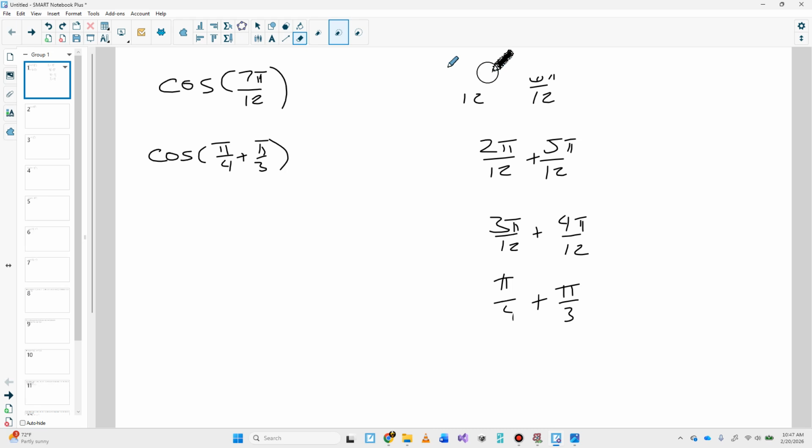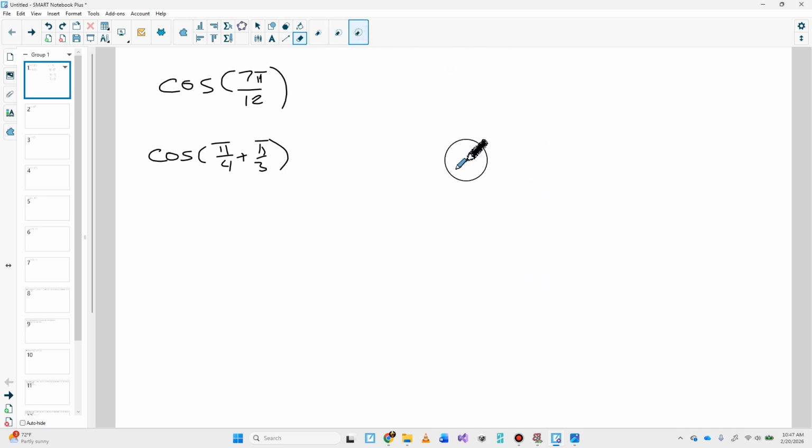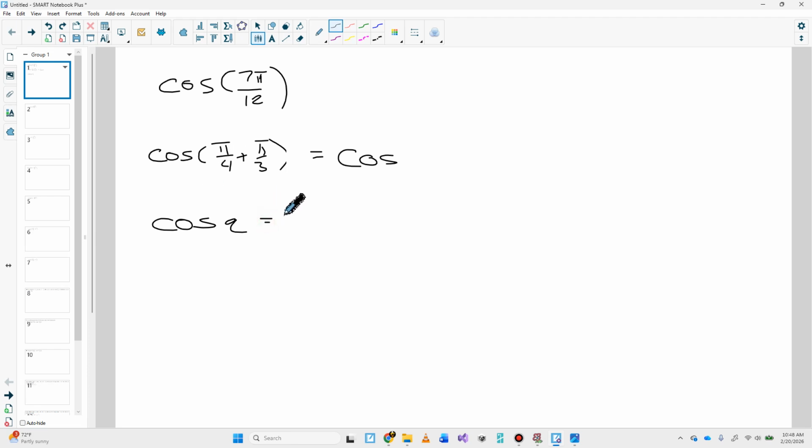I can erase this and work with this formula here. There's a cosine formula that states that if I add two angles together, and I'm going to take its cosine, it's going to be cosine of alpha. So we need to write a few things down. So cosine of alpha, well, what is that? Well, that's the cosine of pi over 4. Well, what is the cosine of pi over 4? Well, that is the square root of 2 over 2.